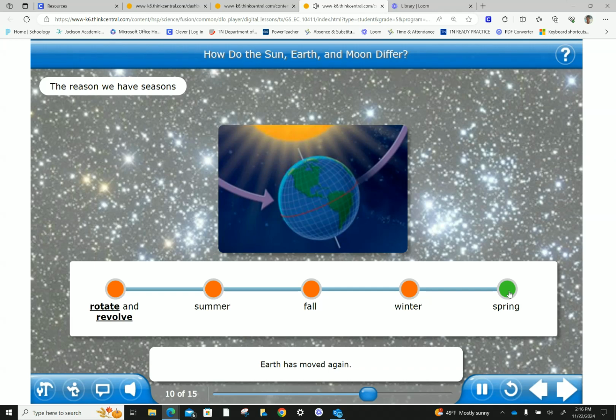Earth has moved again. Can you guess what season it is in the United States? Notice that the country is facing slightly back toward the sun. The sun's rays hit the region at a slight angle. That part of Earth is now receiving more light and heat energy than in winter. You guessed it. The country is experiencing spring.